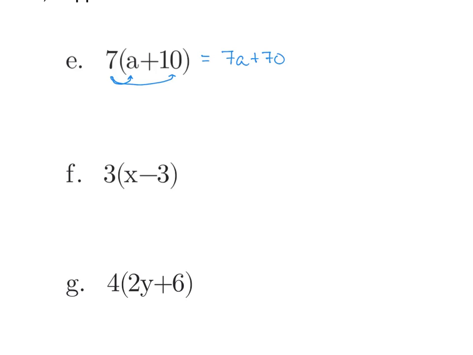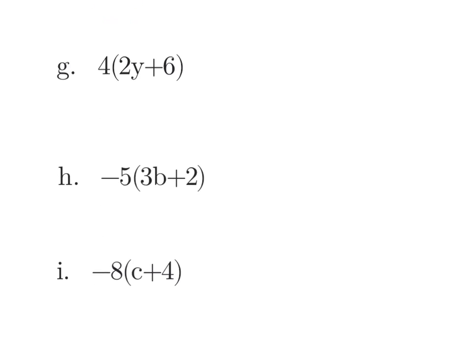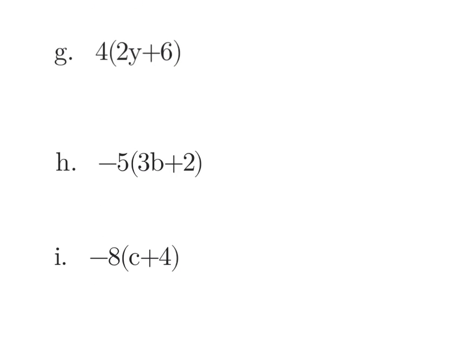All right, a couple more examples. If we look at example F, if we distribute, we get 3 times x is 3x. 3 times minus 3 is minus 9. All right, a couple other ones. Let's look at G. G, we have 4 times (2y plus 6). I'm going to multiply my numbers. We get 8. We keep the y. 4 times 6 is plus 24.